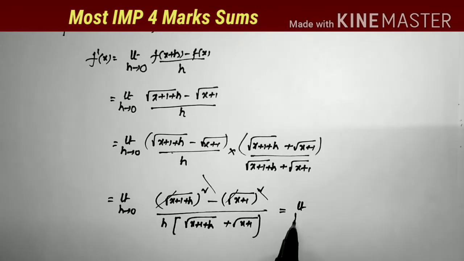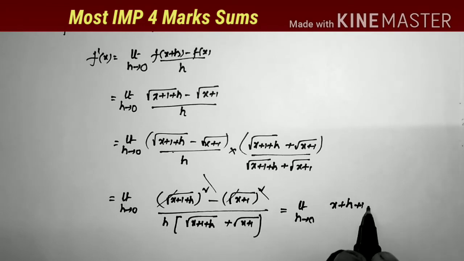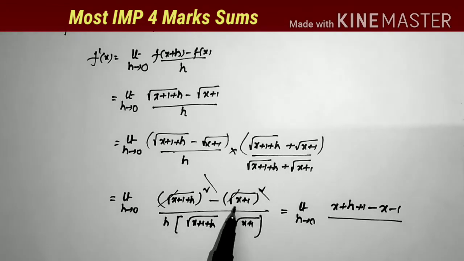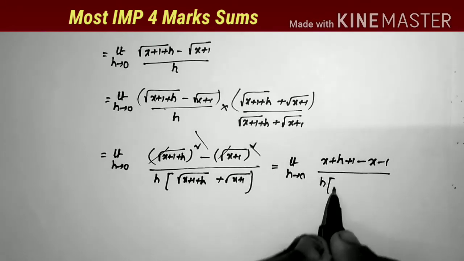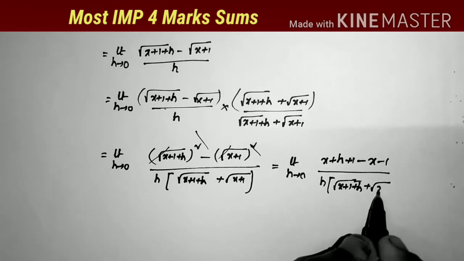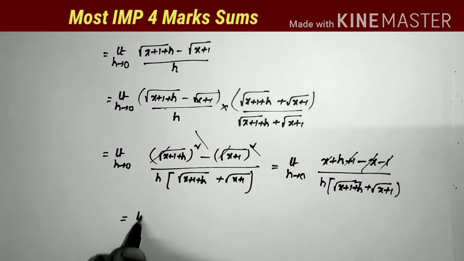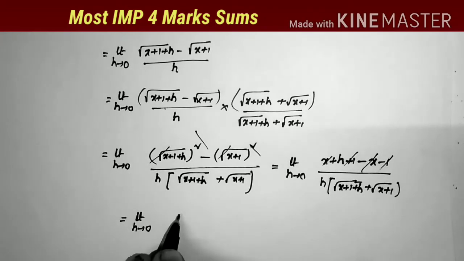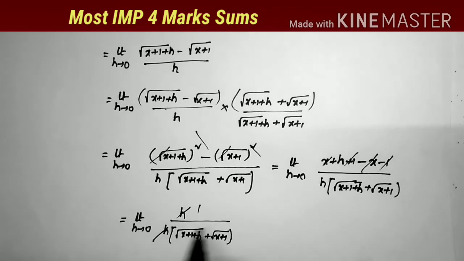Limit h tends to 0. Take the remaining values at the numerator first. X plus h plus 1 minus x minus 1, by h into square root of x plus 1 plus h plus root x plus 1. Now here x and 1 gets cancelled. So taking the remaining values, limit h tends to 0, h by h into root x plus 1 plus h plus root x plus 1. Now here h and h gets cancelled.